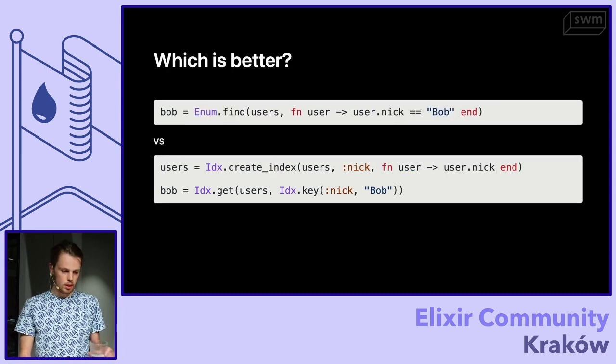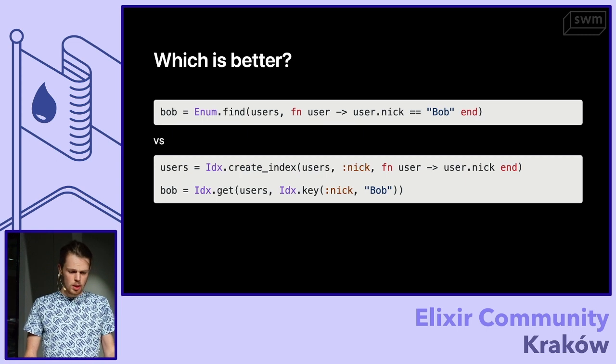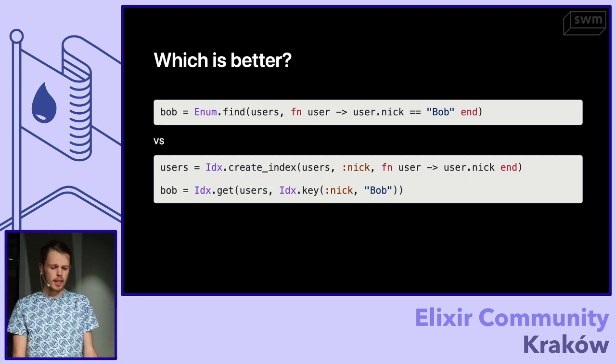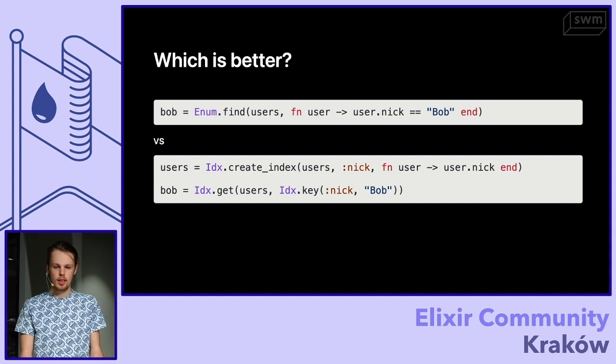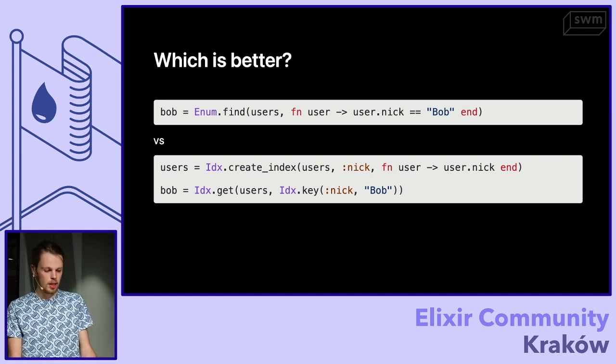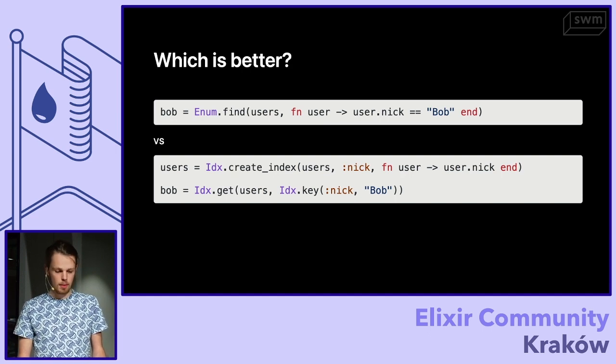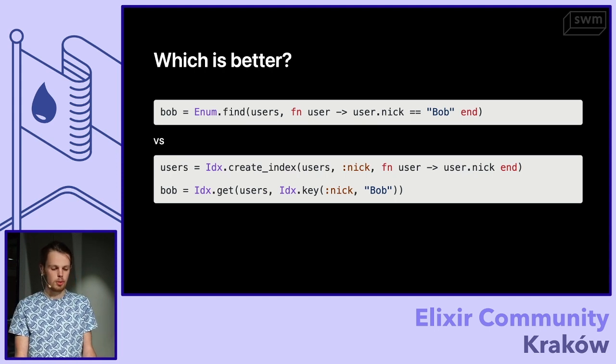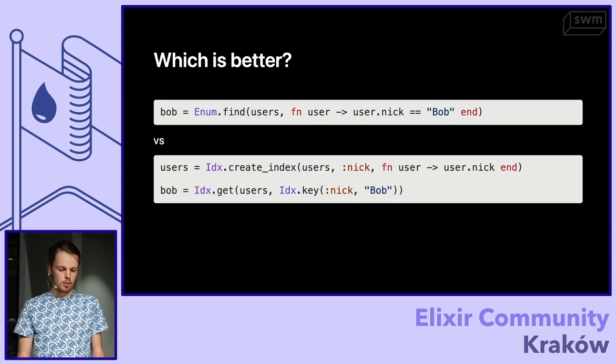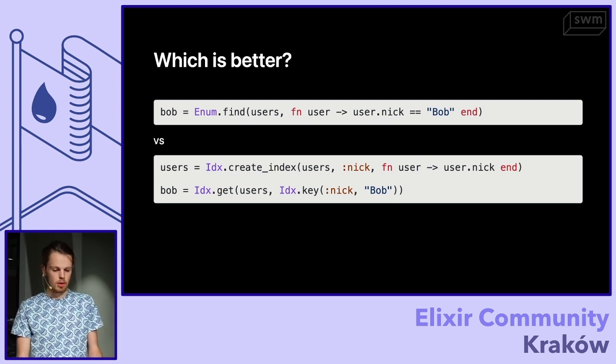So another question is, which approach is actually better? I said that Enum.find requires linear time to run, and by index, we can access users in constant time. However, there is a trade-off there, because managing indices, for example when we update values, also takes time. The computational complexity remains the same. But if we more often update users than we access them by their nick, it may be more profitable and better in the end to use Enum.find.